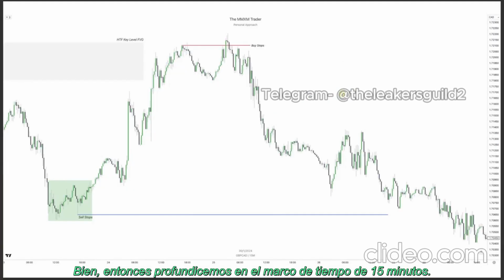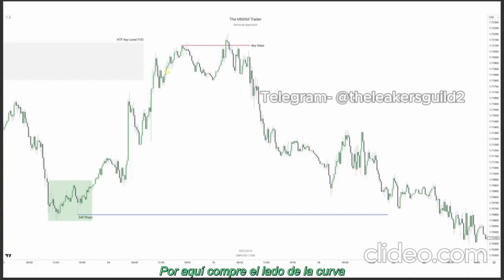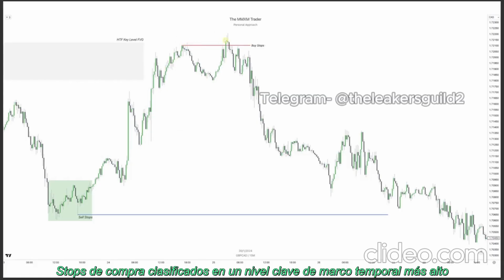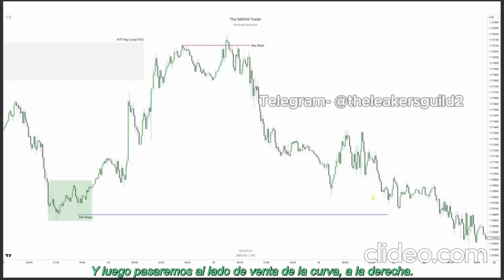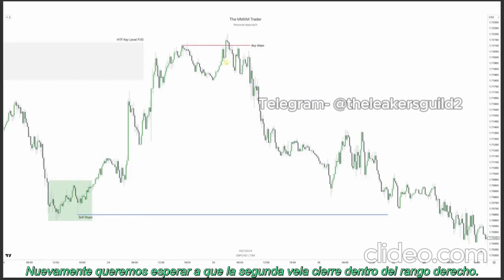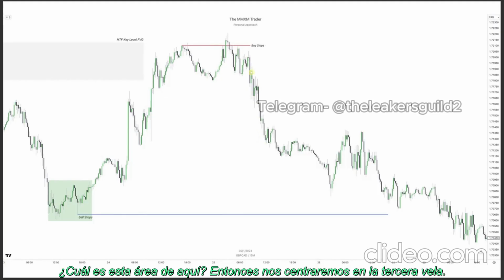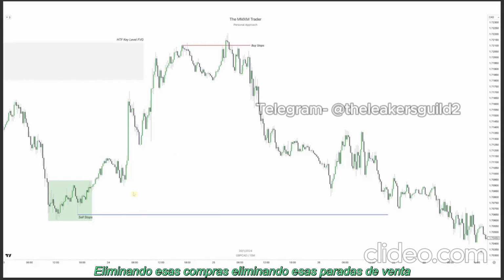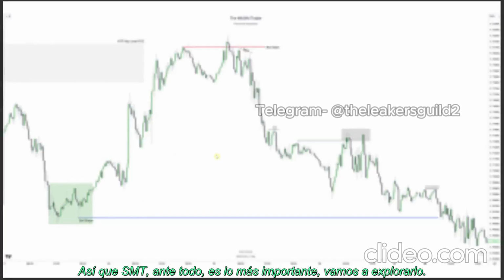Right, so let's dive into the 50-minute time frame, right? Over here, buy side of the curve, buy stops raided in a higher time frame key level, and then we'll go into sell side of the curve, right? So we have a market maker sell model going on. Again, we want to wait for the second candle to close inside of the range, right? Which is this area over here. And then we're going to be focusing on the third candle, taking out those sell stops.